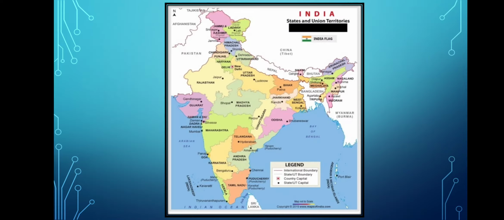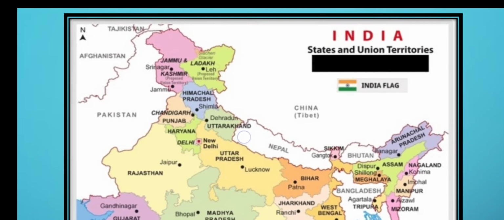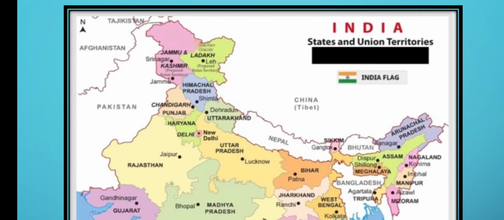On the blank map I have shown, it is a map already done over here. The name of the states and their capital is given. You can see at the north, previously Jammu and Kashmir was a state, but now it has been divided into 2 union territories, Jammu and Ladakh. When I show the slide of your union territory, at that time I will discuss it.